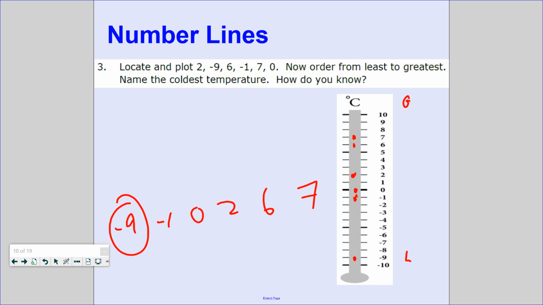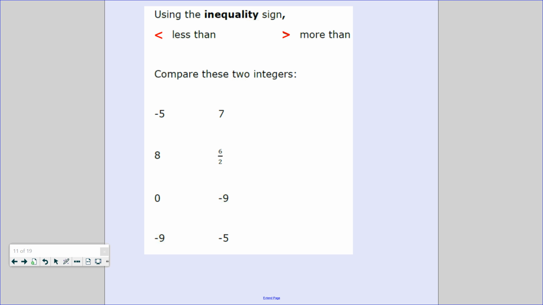How do you know? Well, we know it can't be positive. And the least number would be right here on the bottom of the thermometer. And so it is the most negative number away from 0. The farthest negative number from 0. That's why it's the coldest.